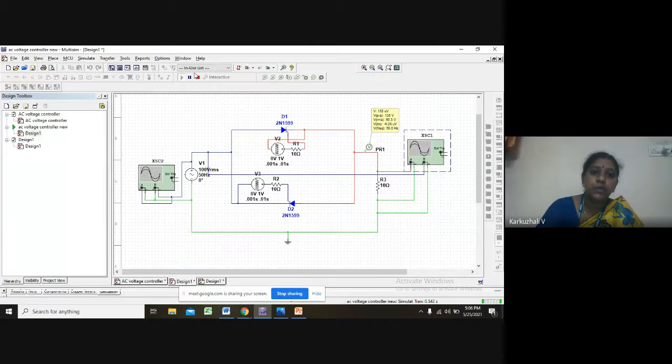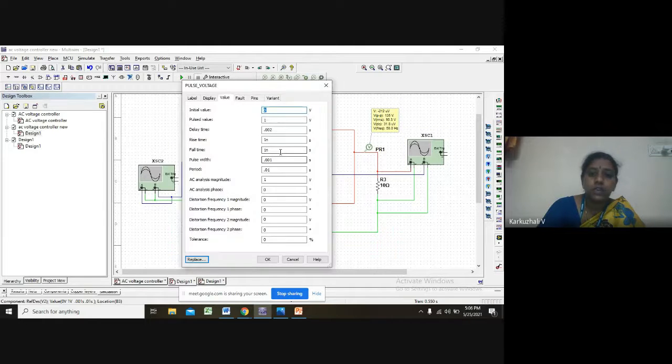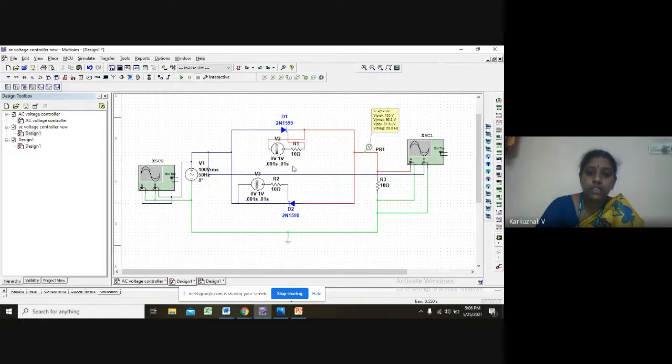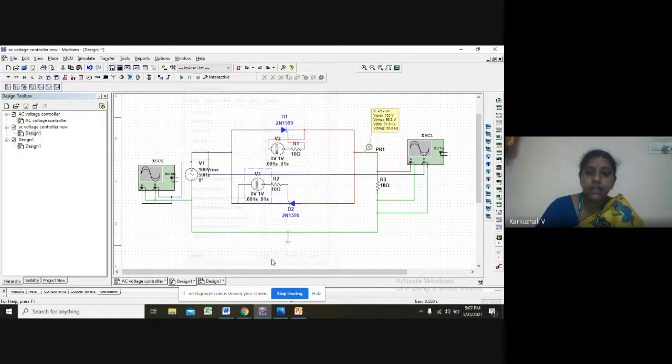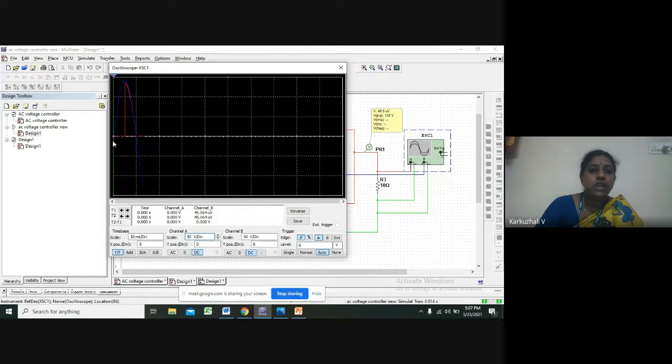Now I'll explain how to change the firing angle. Now stop it. Change the pulse generator to 5 milliseconds. Similarly, this pulse generator can also be changed to 5 milliseconds. 5 milliseconds is a firing angle less than 90 degree. Okay, then run the circuit. So you can see after 5 millisecond divisions, you can see the output.